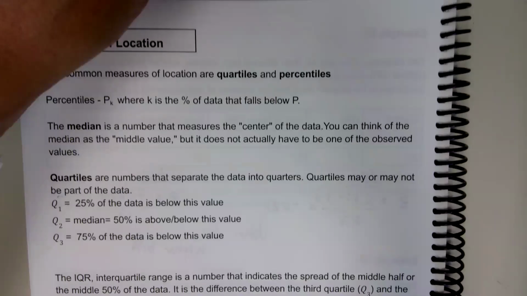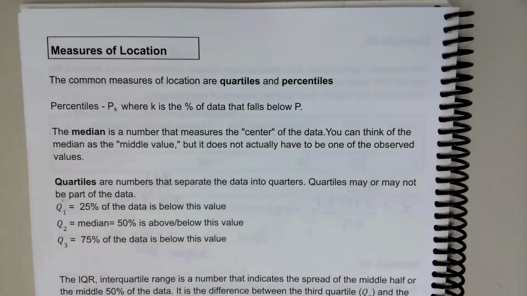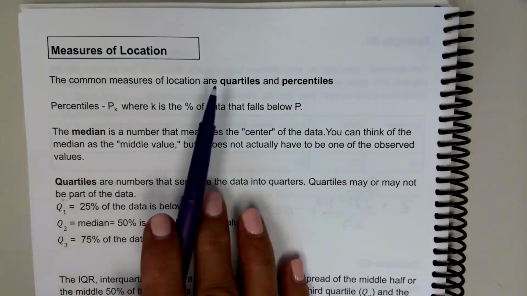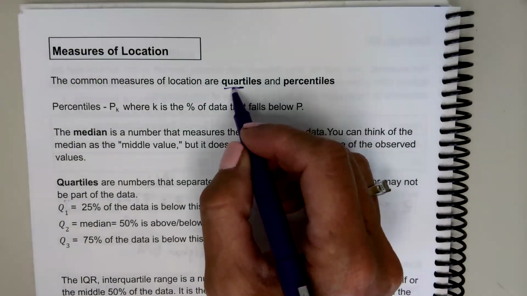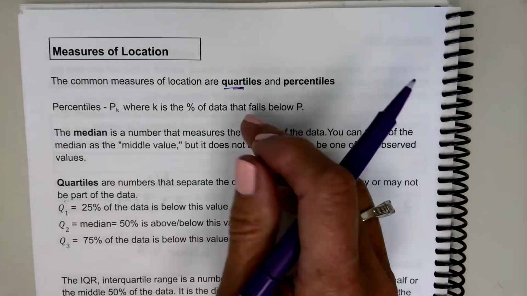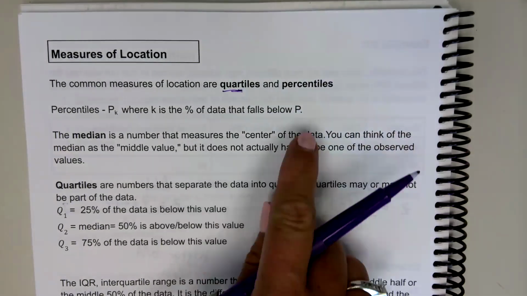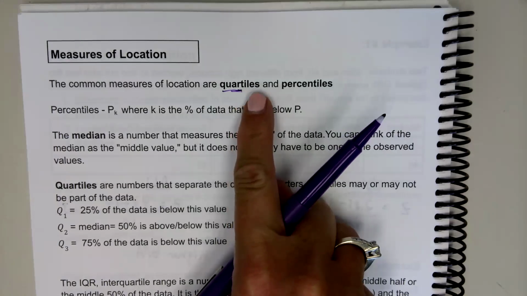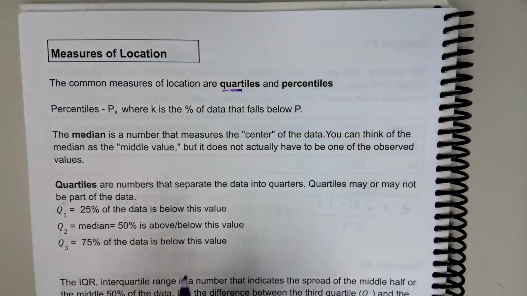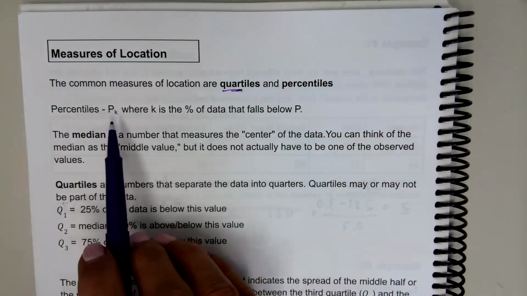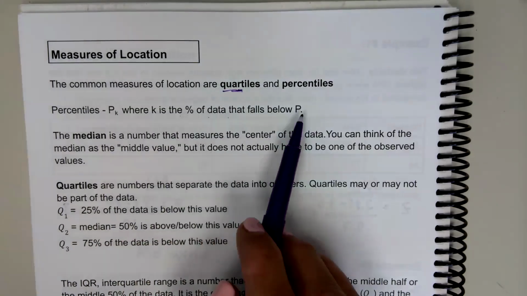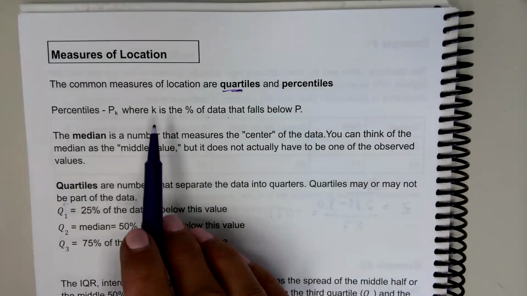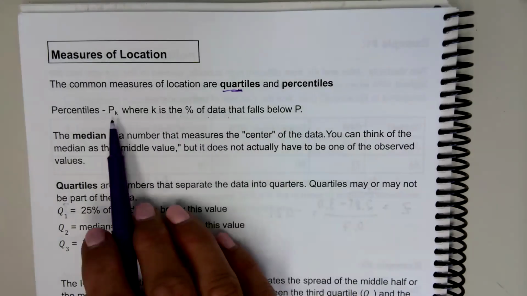So another important attribute to look at for data is measures of location. Some examples are quartiles or percentiles. Quartiles have the word quart or quarter inside there, meaning 25% groups. Sometimes we want to find other percentages besides the 25%, 50% and 75%, and so we're going to look at just general percentiles. Percentiles are labeled P sub K, where K is the percent of the data that falls below P. Remember, it's the percentage of the data that falls below P.